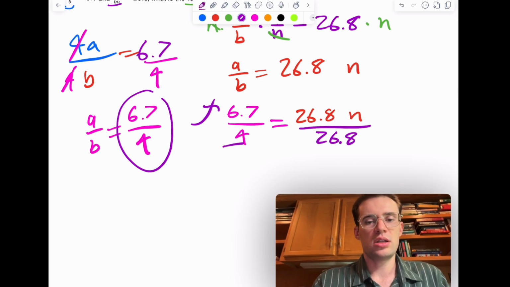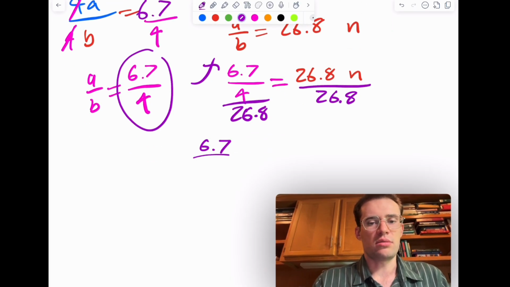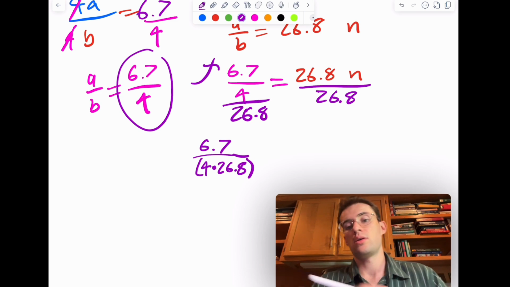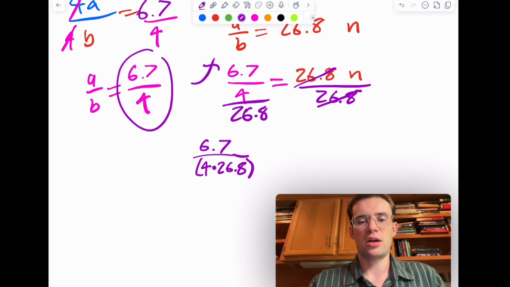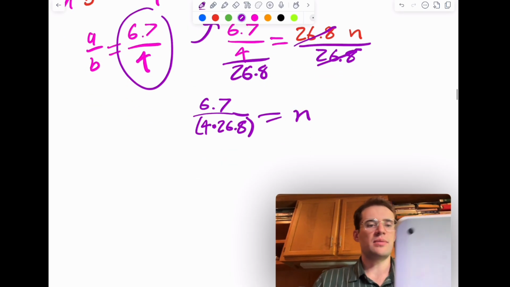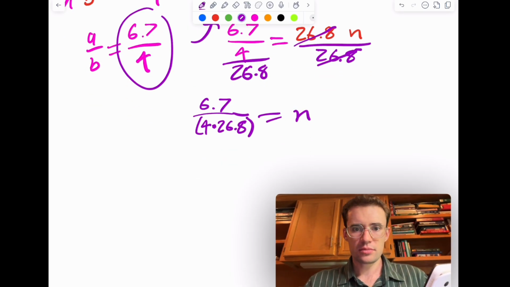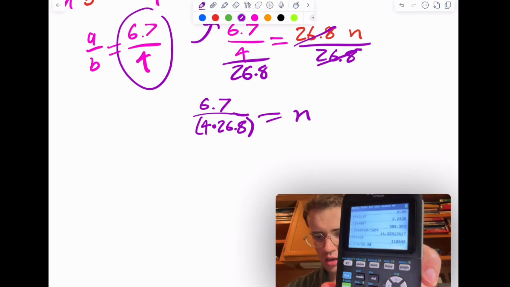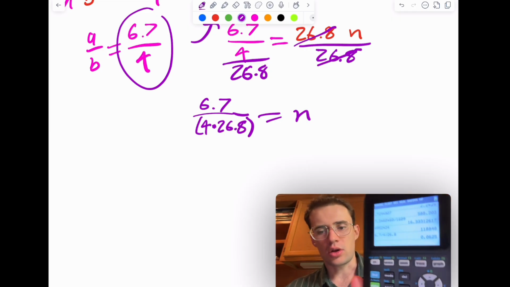So divide by 26.8, divide by 26.8. You think of that as essentially 6.7 divided by 4 times 26.8. I just wrote that in parentheses because if you type it in a calculator, that's how you have to do it. Otherwise, you'd have to write 6.7 divided by 4 and then subsequently divide by 26.8. But this cancels here. That would be equal to n. So if I type this in, 6.7 divided by 4, and then again divided by 26.8.